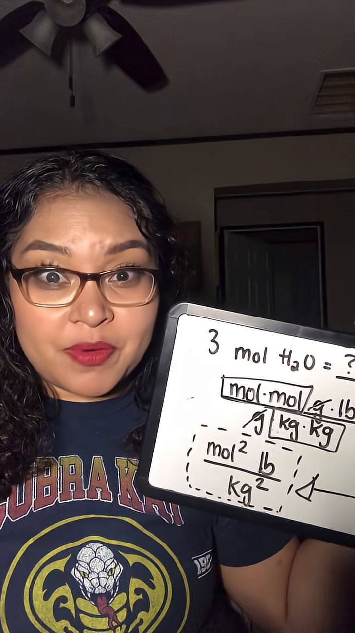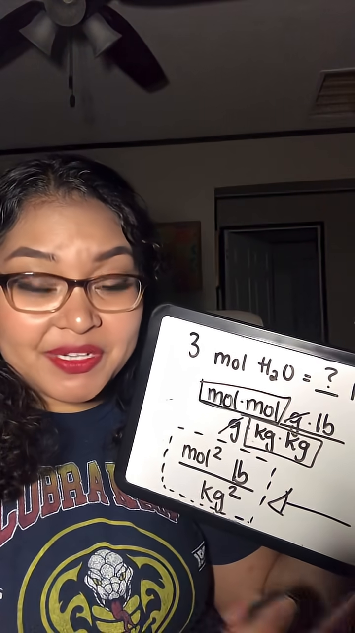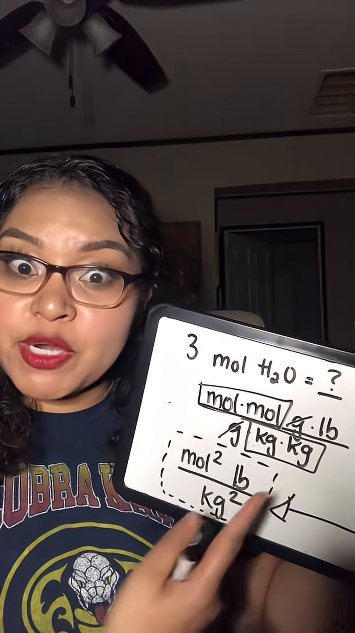If I proceeded with the problem and just put in numbers without checking the units, I would get units at the end of moles squared pounds per kilogram squared. And that doesn't make any sense.